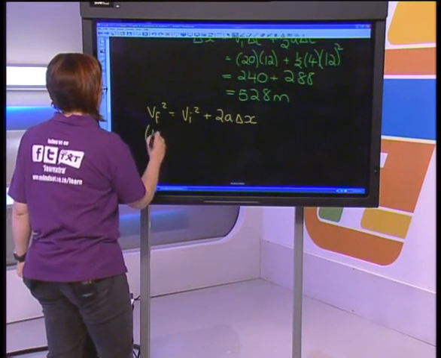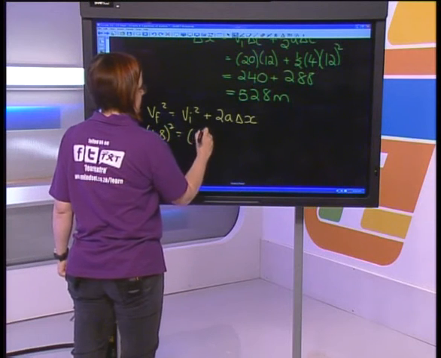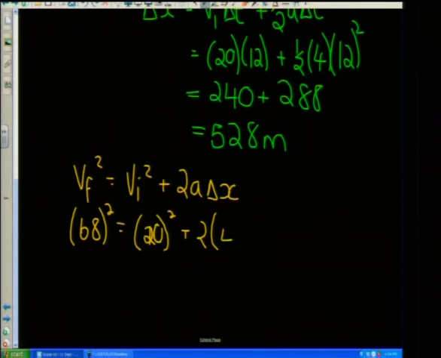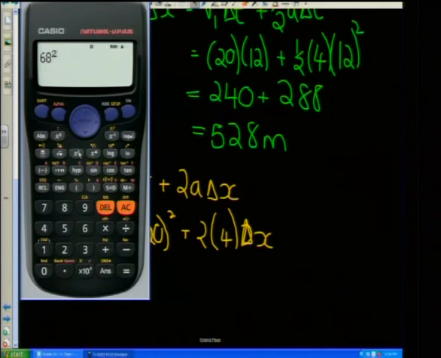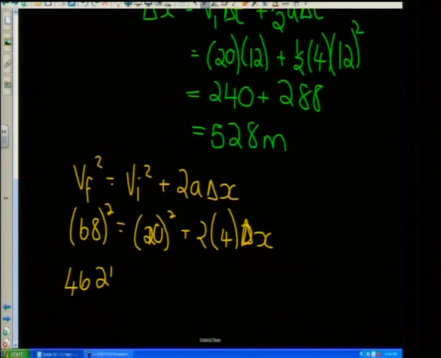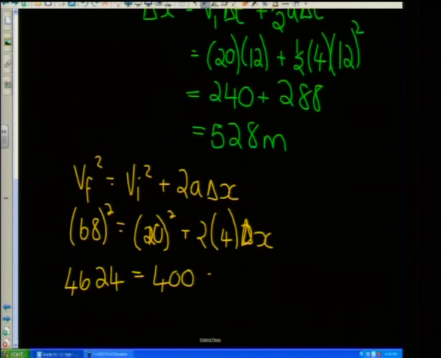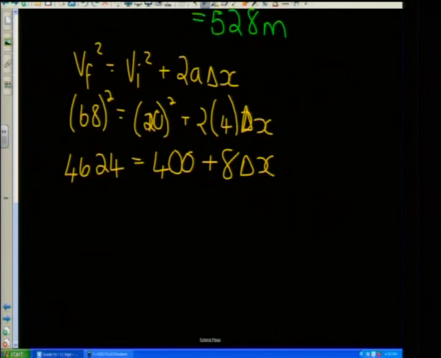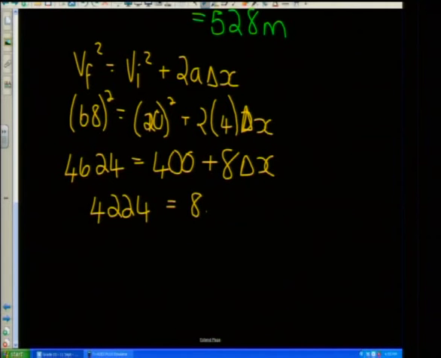Now, I'm going to have to do this really quickly. So that's 68 squared. This is 20. 2 times, and my acceleration was 4. Okay, it's still delta x. So 68 squared is 4,624. 20 squared is 400. Let's do this. 400 plus 8 delta x. I'm sorry, we're running out of time. So 4,624 minus 400 gives me 4,224 equals 8 delta x.